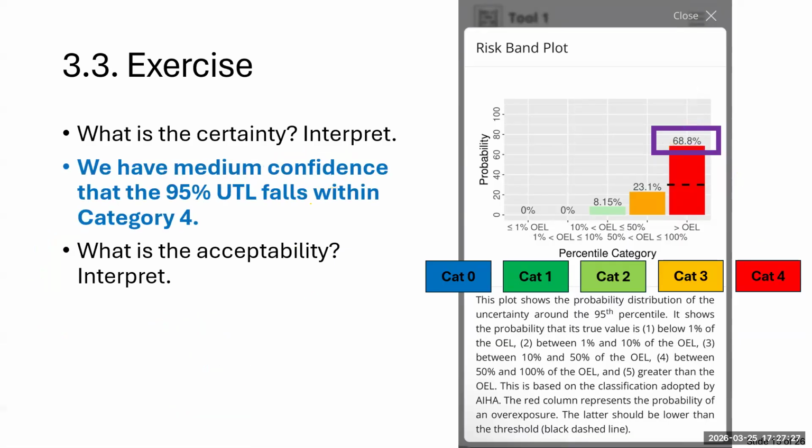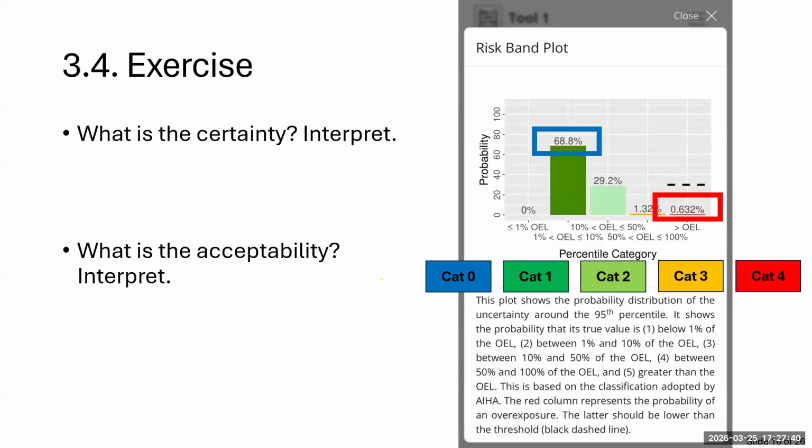So, like I mentioned, in my report, I like to just say we're 68.8% confident that it falls in that category. The result is unacceptable. We have some work to do.